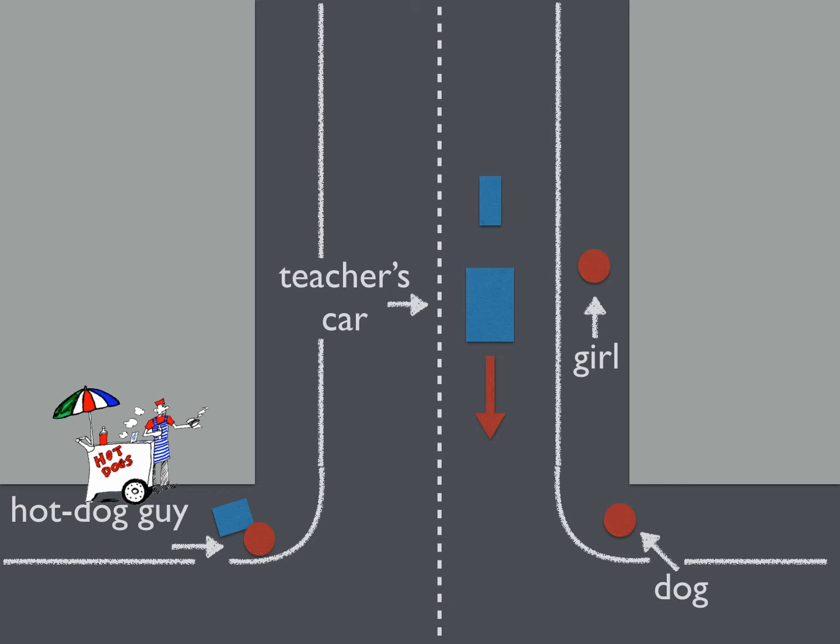Suddenly, the hot dog seller dropped a sausage on the ground. The dog saw the sausage and ran across the road. The English teacher saw the dog and he braked quickly. The bike rider did not see the dog and his bike hit the car. The girl saw the accident and called for help. A police car soon arrived. Of course, the dog ate the sausage. That's the end of the story.